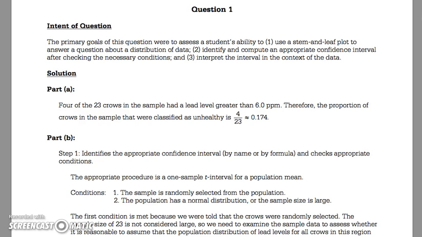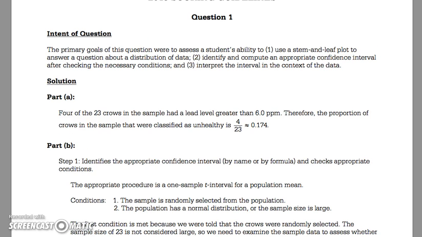So here we have the answer key, which shows you what you need to answer. It says for question 1, the primary goals of this question were to assess a student's ability to: 1. Use a stem and leaf plot to answer a question about a distribution of data, 2. Identify and compute an appropriate confidence interval after checking the necessary conditions, and 3. Interpret the interval in the context of the data.